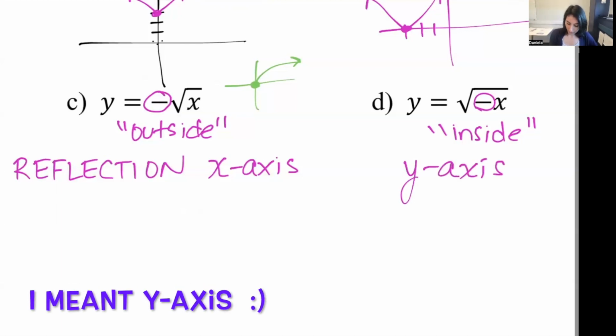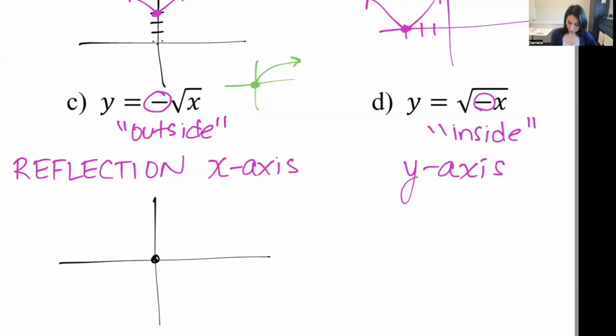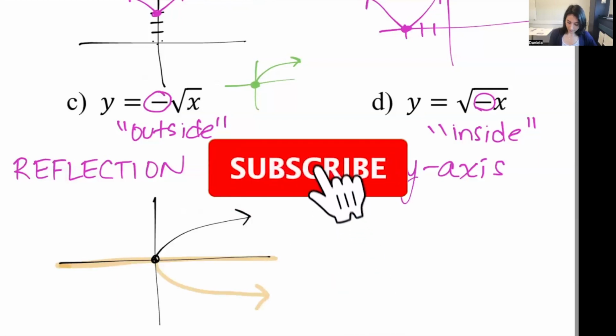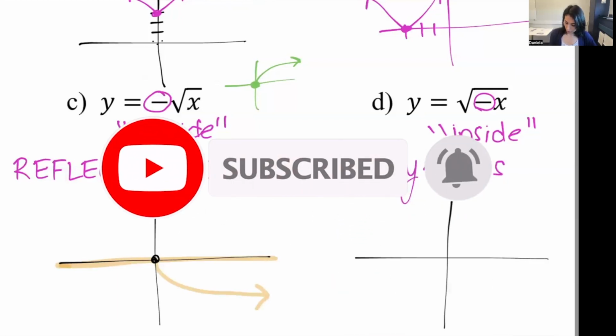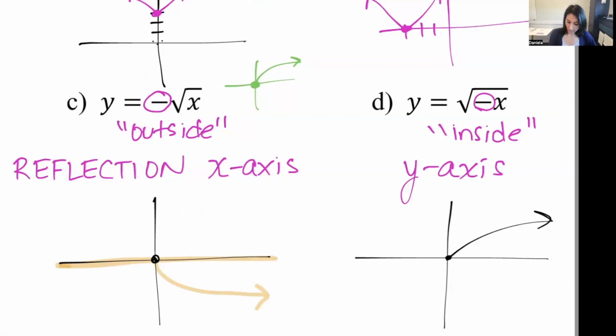If you want, you can draw the regular parent function. That's what it would look like. So now what would it look like? Here's the x-axis. It's just going to be that mirror image. So then it would look like this. Same thing, if I draw the original, here's the y-axis now. So the mirror image of that, so now it would go in this direction.